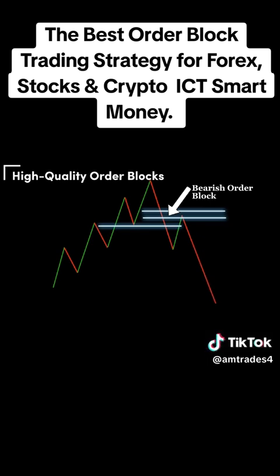Of course, market structure has many more layers like liquidity sweeps, mitigation blocks, and continuation patterns, but this gives you a clear, practical framework for understanding how order blocks connect to structure and how to use them in real trading.